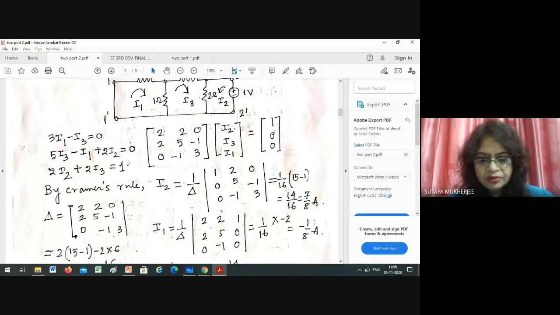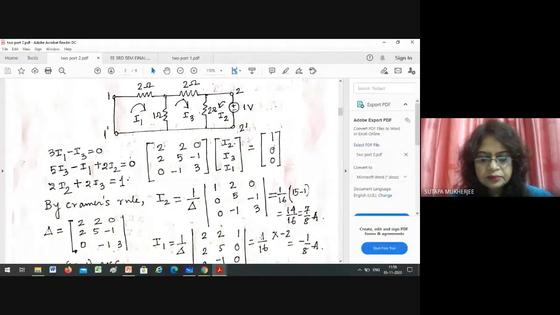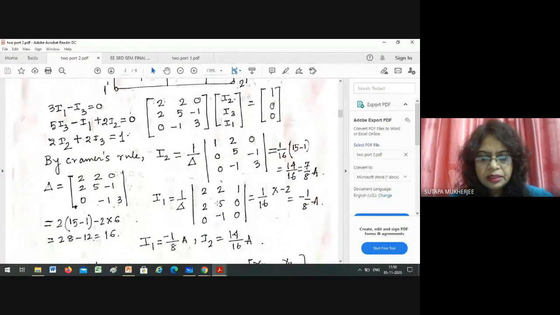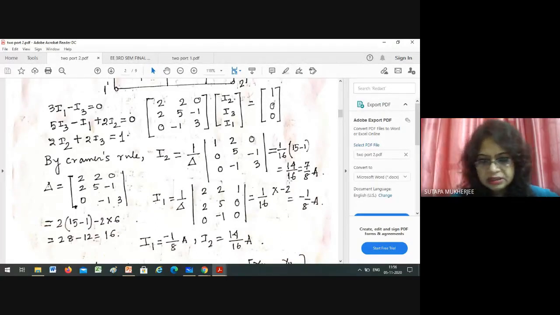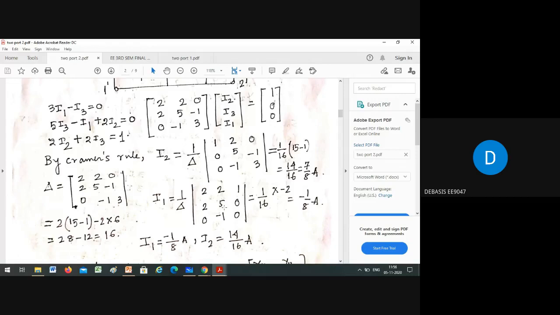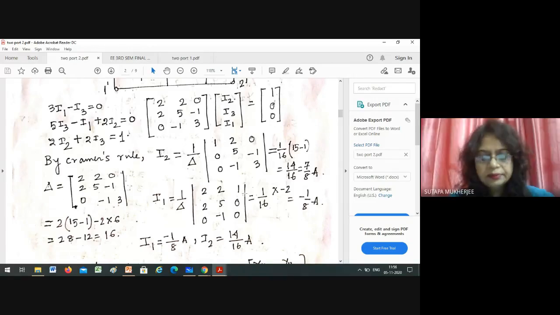And what will be the determinant of this one? In case of I1, calculate what it comes to. -2, or should I write it and you calculate it yourself? No, ma'am. Considering 1, the remaining terms become 0. So -2 by 16, that will be equal to -1 by 8, right?